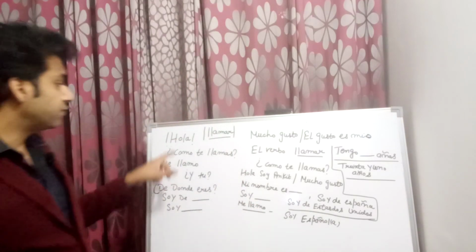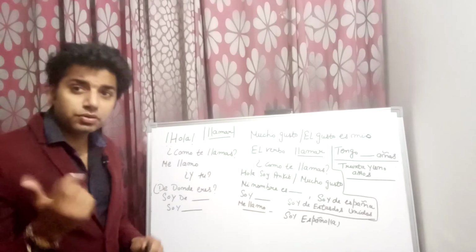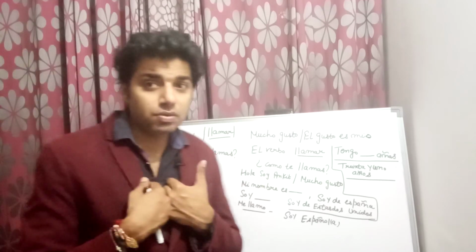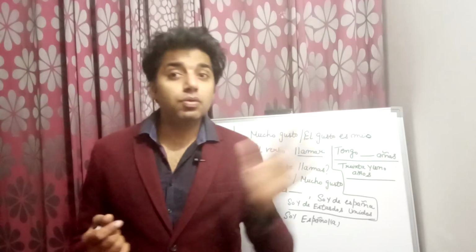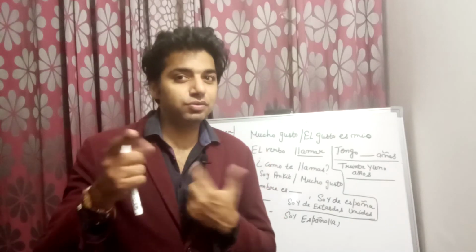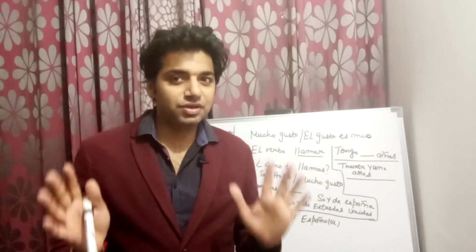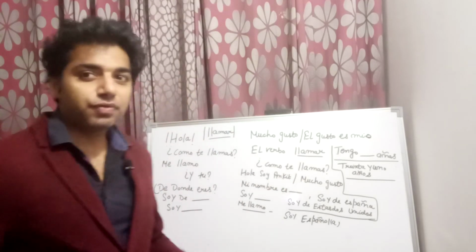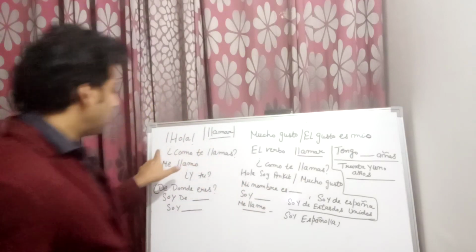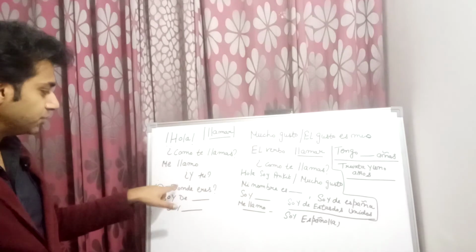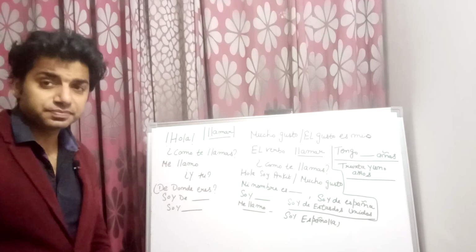So here we have: hola, ¿cómo te llamas? Me llamo Ankit. Hola, ¿cómo te llamas? Me llamo Ankit. Y tú? Me llamo Andrew. Is that clear to you? So repetir por favor. Hola, ¿cómo te llamas? Me llamo. Y tú? Say it, okay.